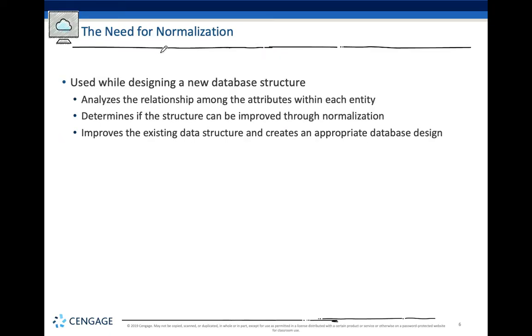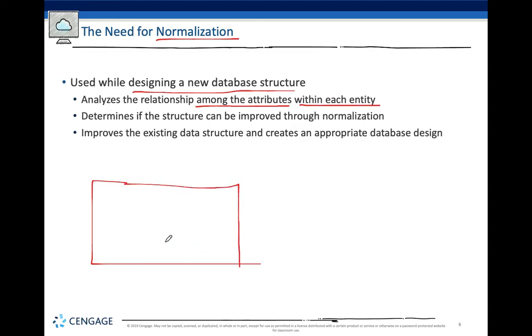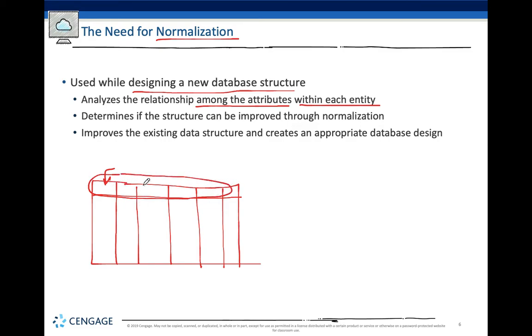Okay. So, normalization is used when you are designing a new database structure. And normalization analyzes the relationship among the attributes within each entity. So if you recall back to the idea of entities, entities are nothing but tables that we have in the database. Each entity has certain attributes. These are the columns that are there in each entity. Normalization analyzes the relationship among these attributes. So we're talking about relationship between the attributes of an entity. And we'll see this will become more clear when we are going through an actual example.